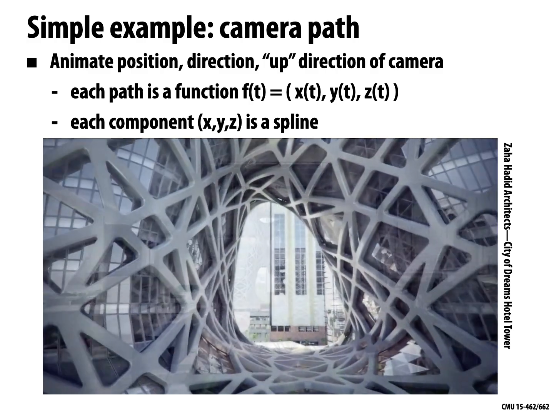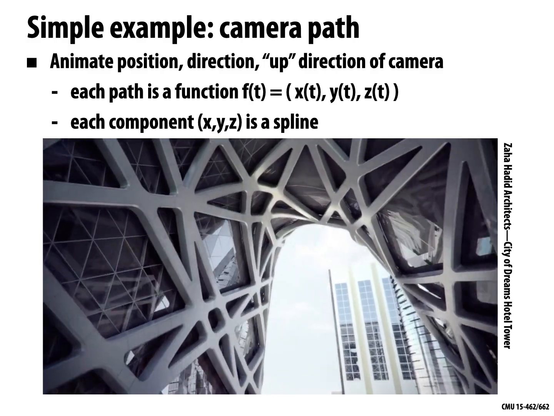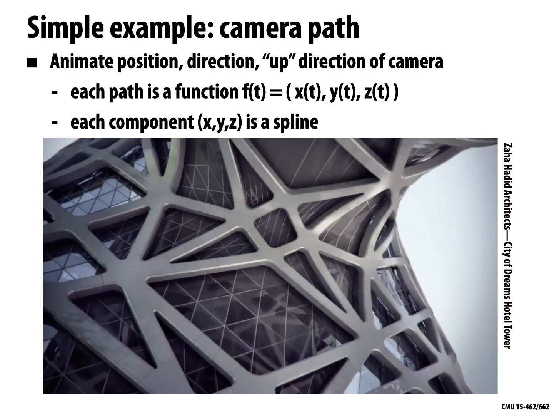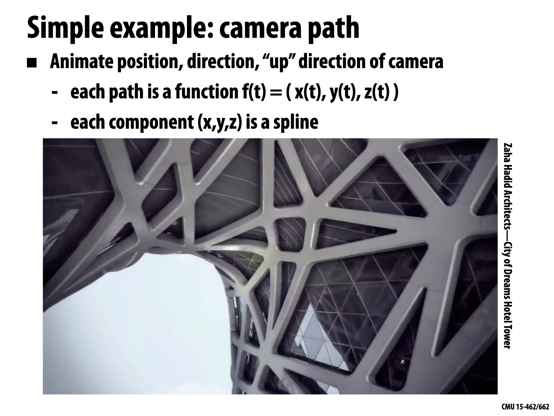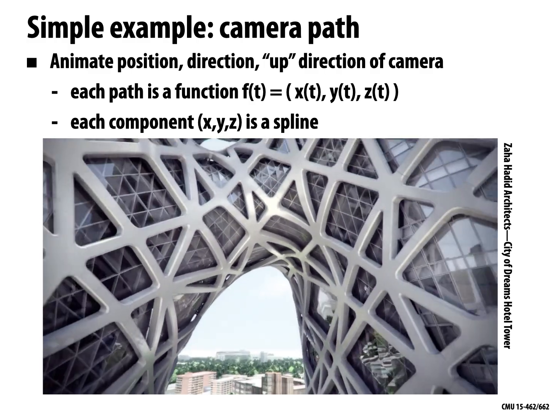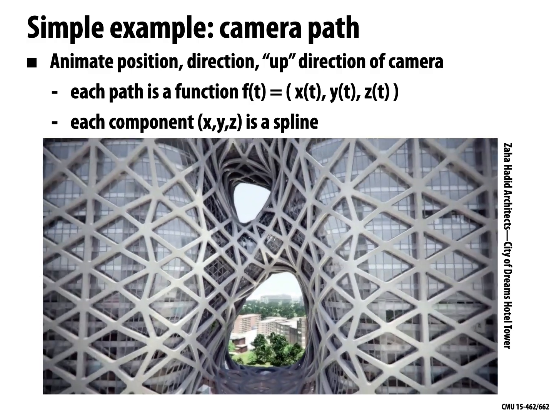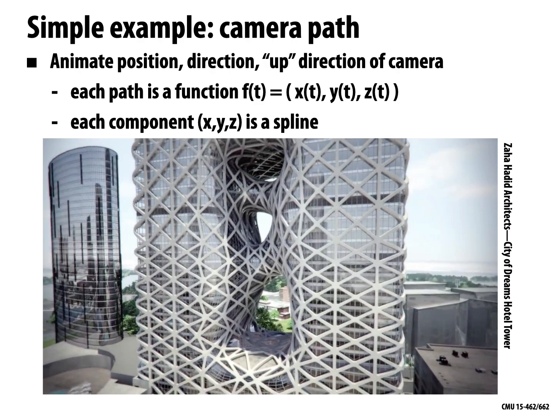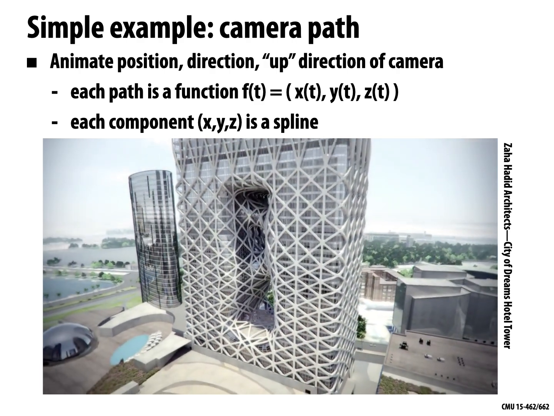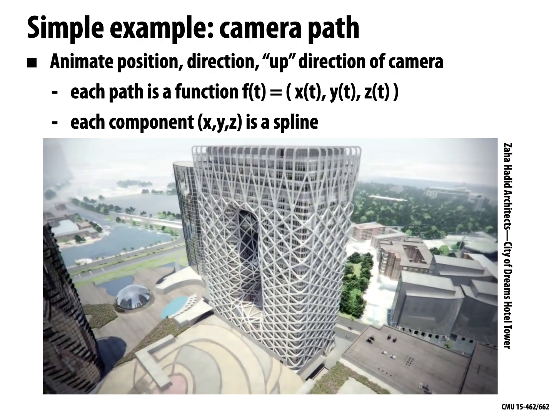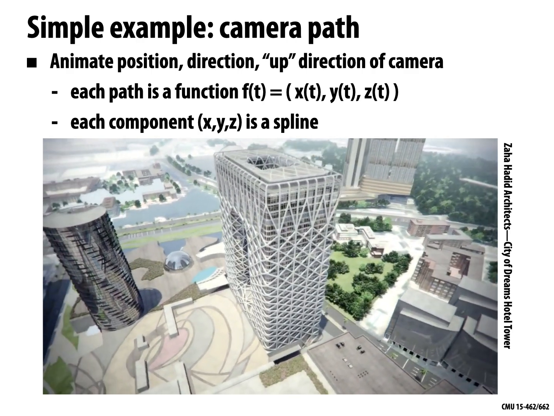But to generate an animation like this, I can't just be talking about how the position changes over time. I also need to be talking about how the orientation of the camera changes over time. So maybe I could animate the frame of the camera, the direction that I consider to be right, forward, and up, right?